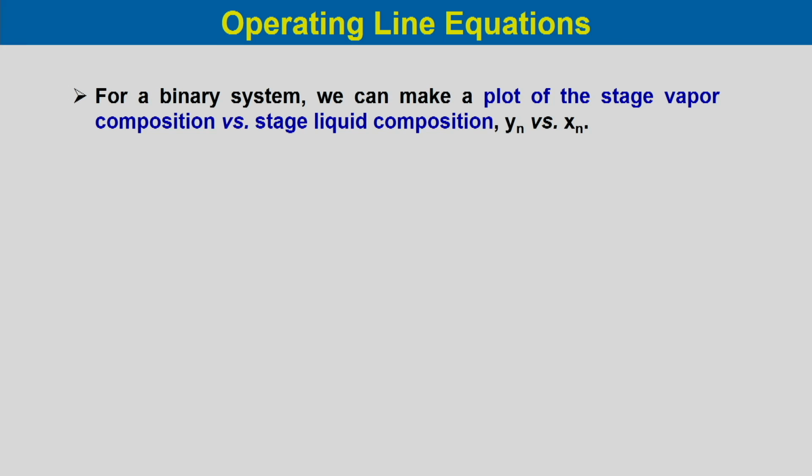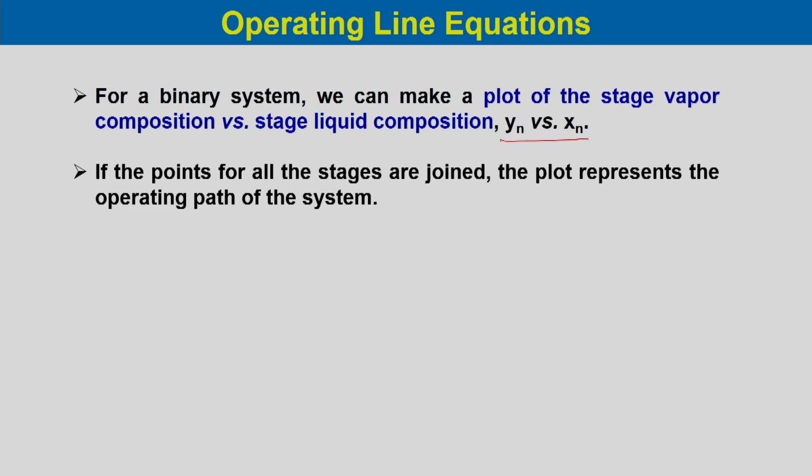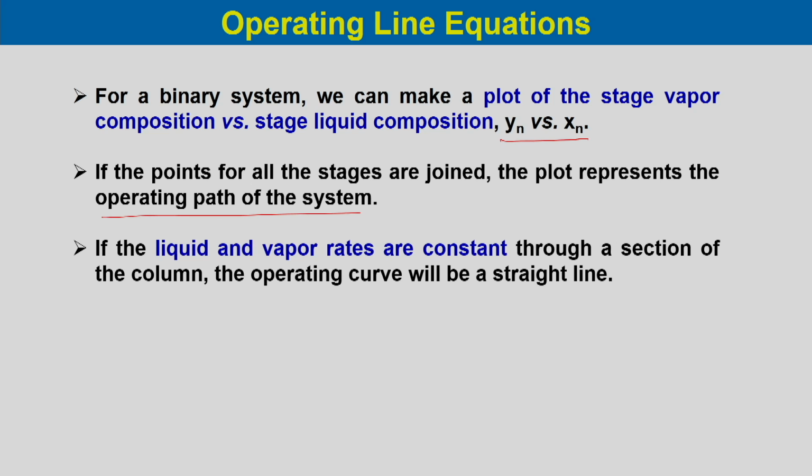Now, operating line equations. For a binary system, we can make a plot of the stage vapor composition versus stage liquid composition, that is yn versus xn. If the points for all the stages are joined, the plot represents the operating path of the system.